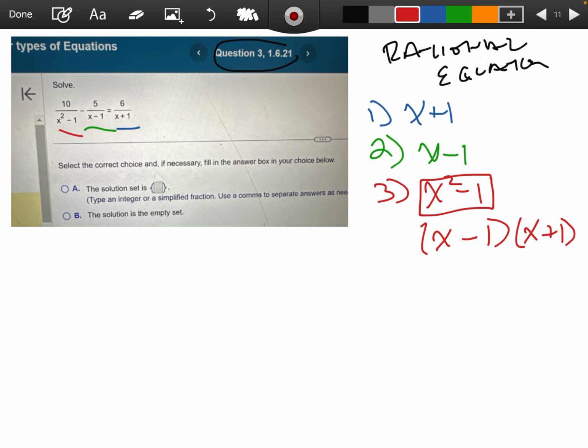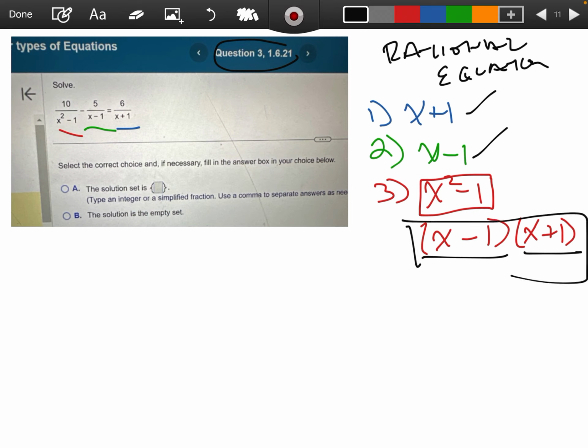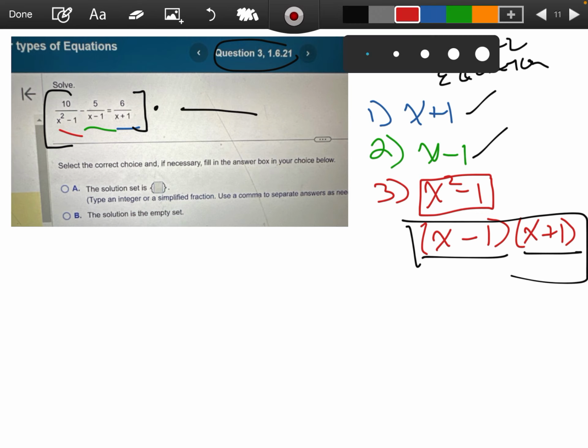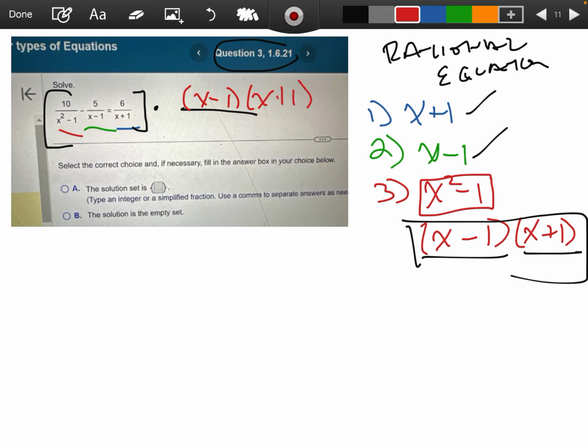So if you notice, y'all, right here I got an x plus 1. Well, look, we already got it here. Right here we have an x minus 1. Well, look, we already got it right there. So this right here, y'all, is going to be our common denominator. So what we're going to do is multiply all of this stuff here, y'all, by x minus 1 and x plus 1 all over 1, okay?